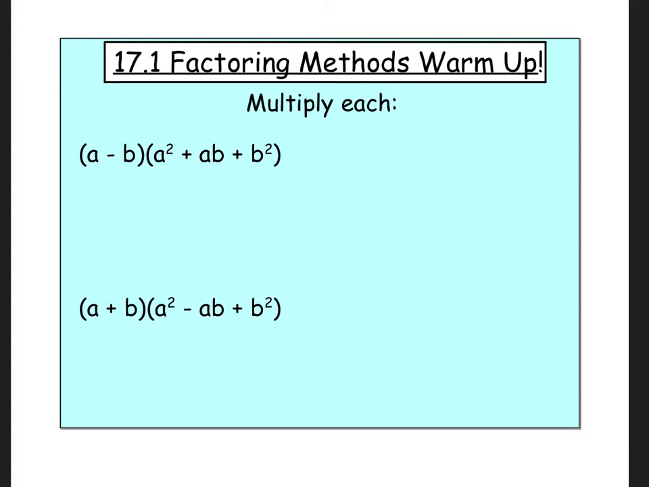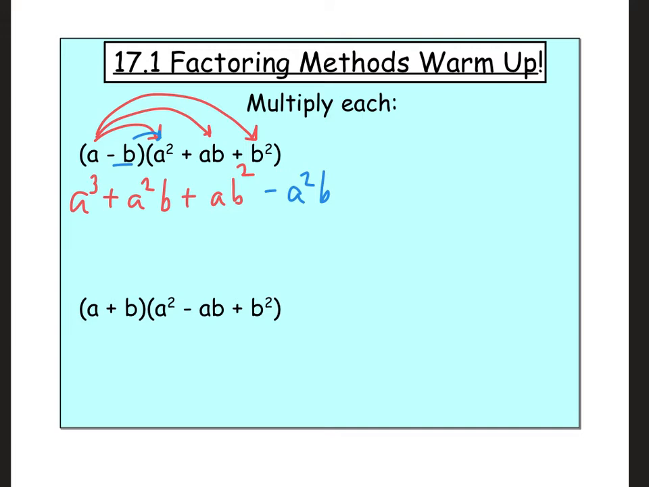All right, so for the first one, again, we're just going to distribute everything in the first set of parentheses, which needs to get multiplied by everything in the next set. So the a times a squared is a cubed, plus the a times ab is going to be a squared b. And then the a times b squared is ab squared. And then we move on and distribute the minus b to everything. So minus b times a squared is minus a squared b. I'm just going to write them in alphabetical order. Minus ab squared. And then minus b to the third power.